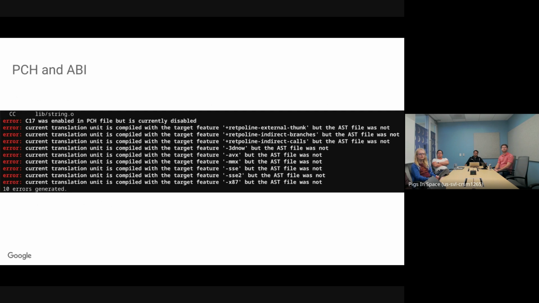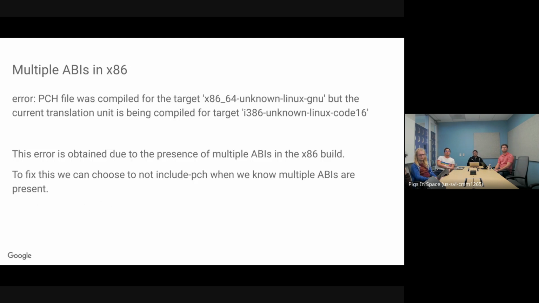So there are multiple different kinds of ABIs with the x86 architecture. There are multiple problems where you have to rebuild the AST file, or rebuild the precompiled header, for certain files, which results in errors like, oh, you're building it for x86_64, but your current translation unit is i386. So this has caused a lot of problems.